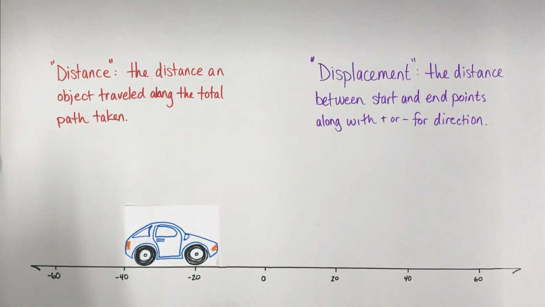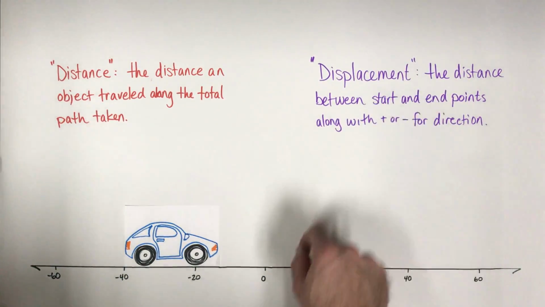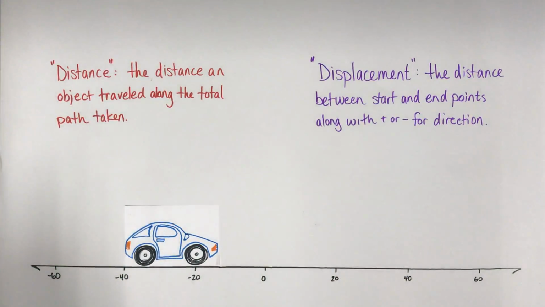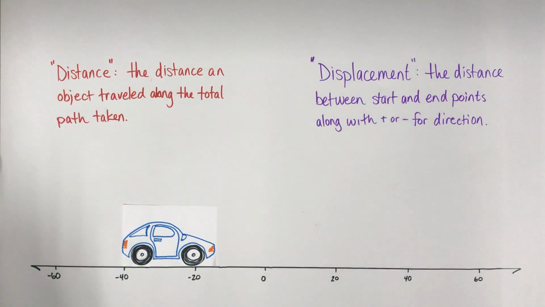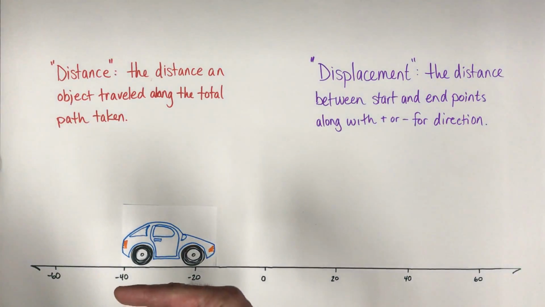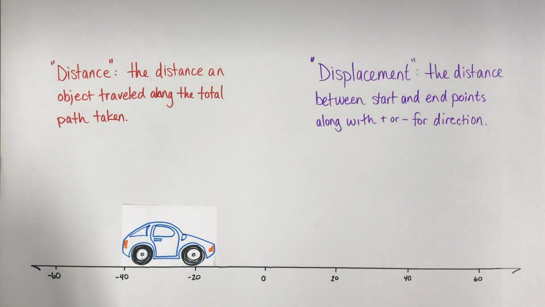The displacement, however, is different. Displacement is just the distance between start and end points, along with that plus or minus for direction. The car started at 0 and it ended at -20, so the displacement of this car is -20 meters. Again, the negative doesn't mean some sort of weird space-time continuum has been broken. It just went backwards. It went that direction, negative, instead of this way for positive, right?